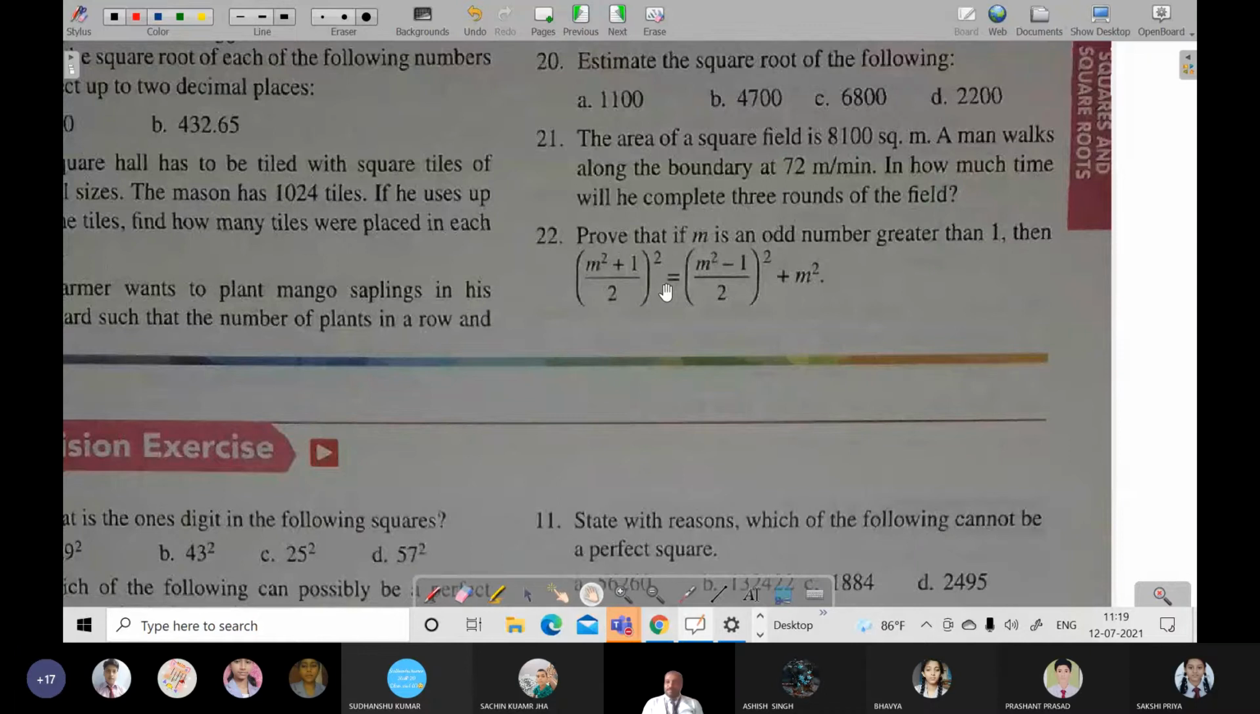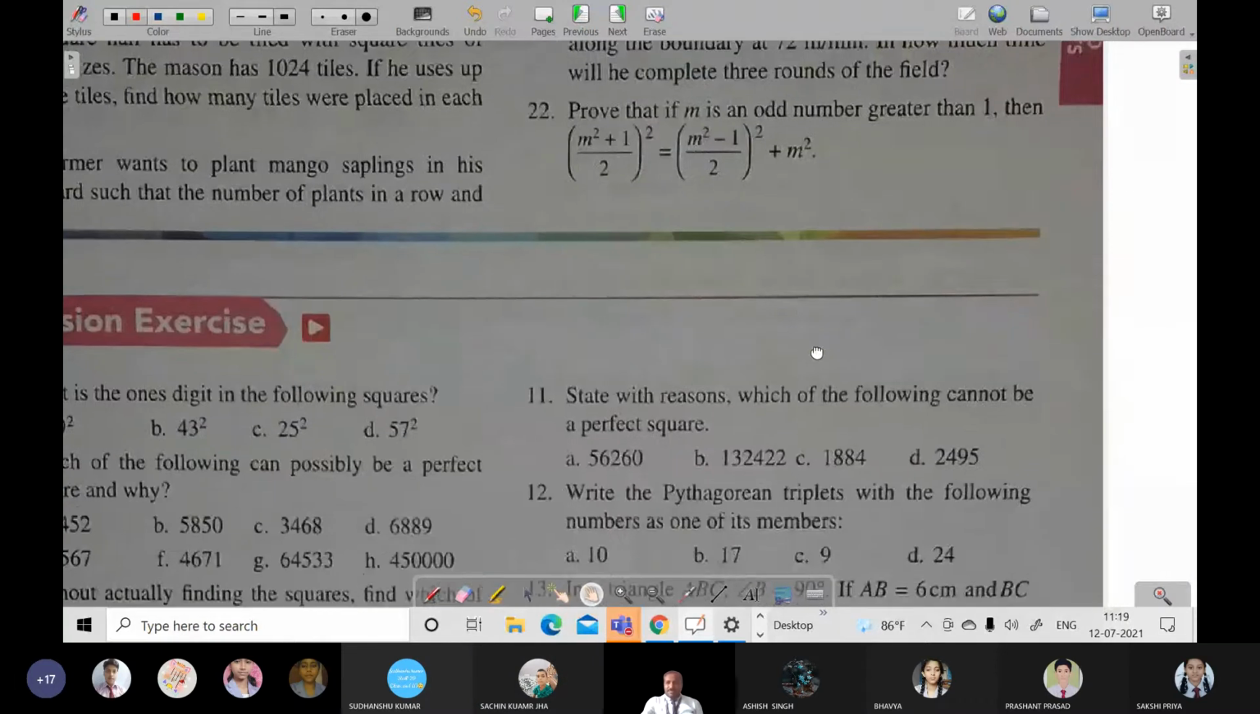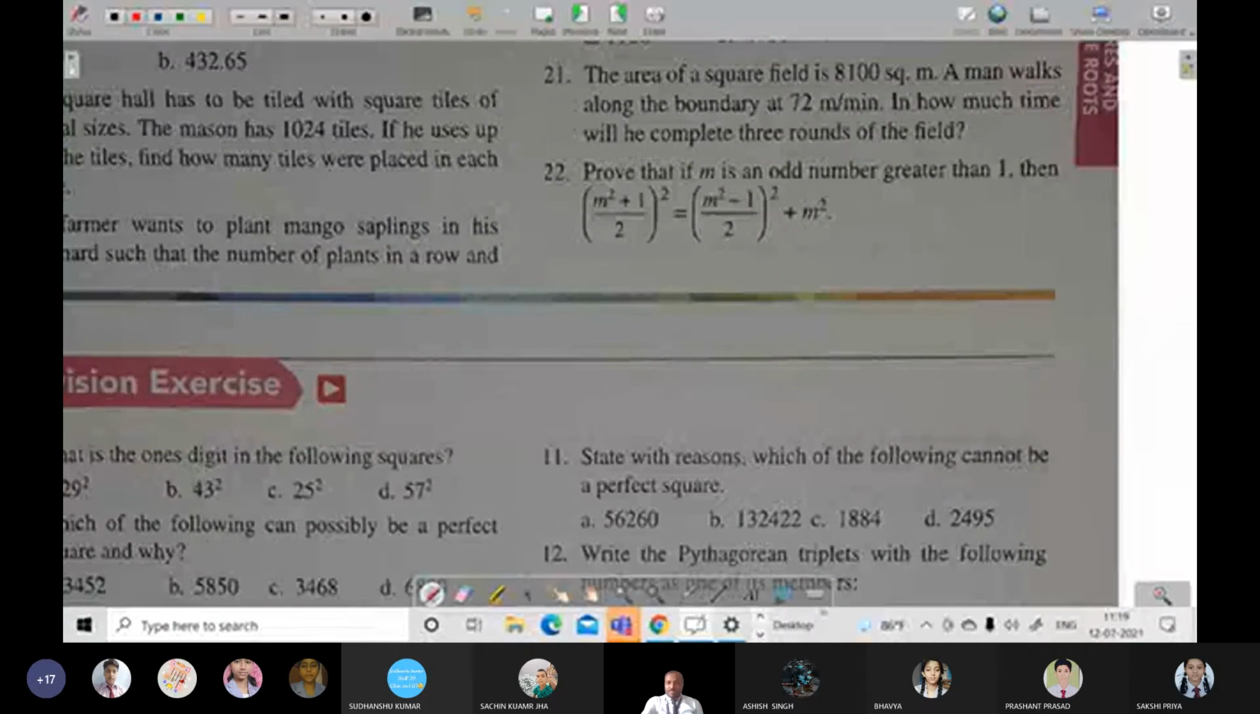At first we will be finding the perimeter of the square. Perimeter of a square is what? 4 into side. Then after that, we will find how many times the perimeter? 3 times the perimeter, because he has to move 3 times around that square field. And that will be divided by 72 meter per minute to know how much time will be taken by him.